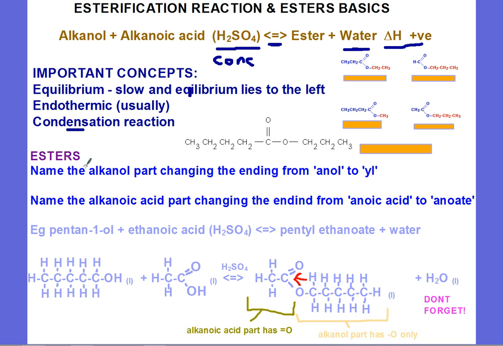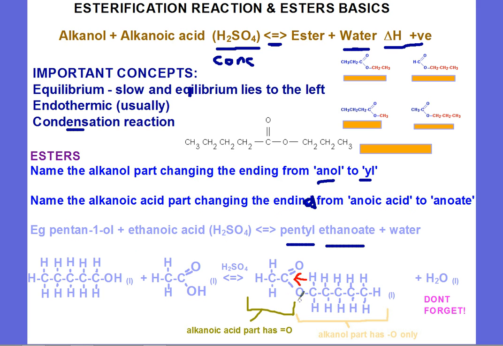Now esters, the basics of esters are how to name them. You name the alkanol part first, and you change the ending from anol to yl, and then you name the alkanoic acid part second, and you change the ending from anoic acid to anoate. So for example, pentan-1-ol plus ethanoic acid, you change it from pentan-1-ol to pentyl, and you change it from ethanoic acid to ethanoate, and the ester you produce is pentyl ethanoate. And don't forget that when you name them, you name the alkanol part first and the alkanoic acid bit second.